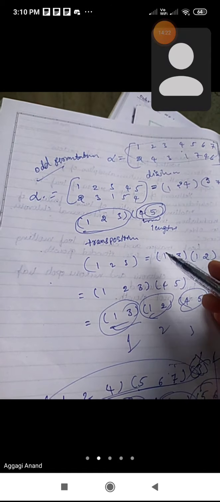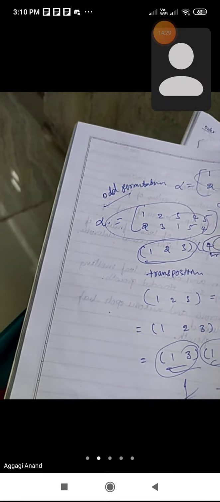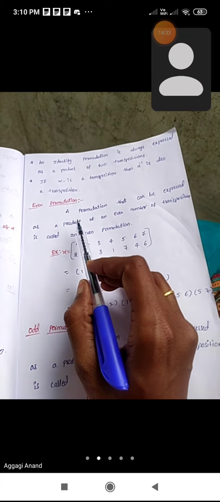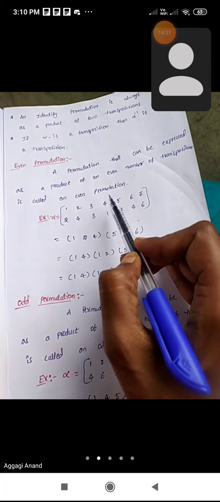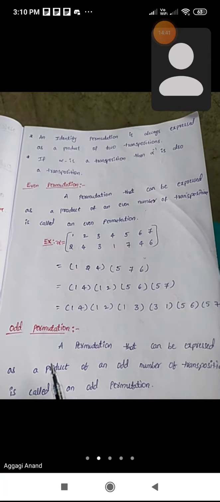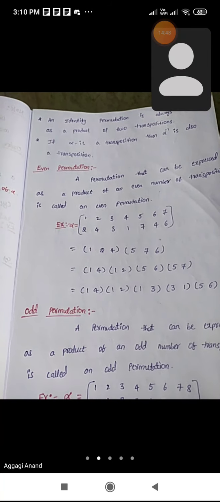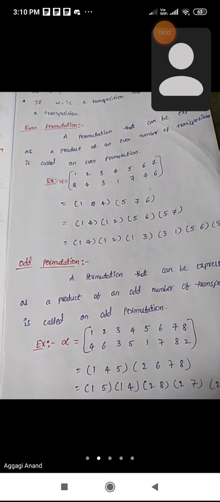Okay. If we get an odd number of transpositions, it is called an odd permutation. A permutation that can be expressed as a product of an even number of transpositions is called an even permutation. This is the example. A permutation that can be expressed as a product of an odd number of transpositions is called an odd permutation. Okay. So these are the examples.